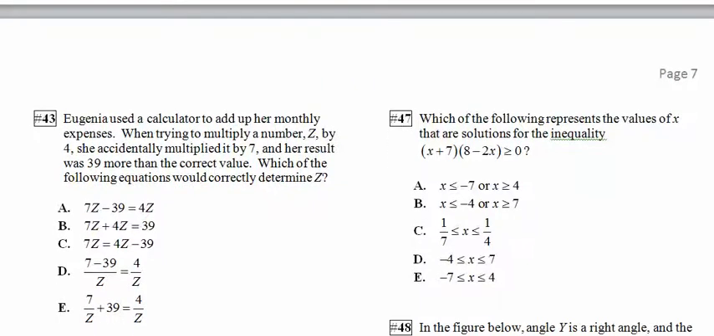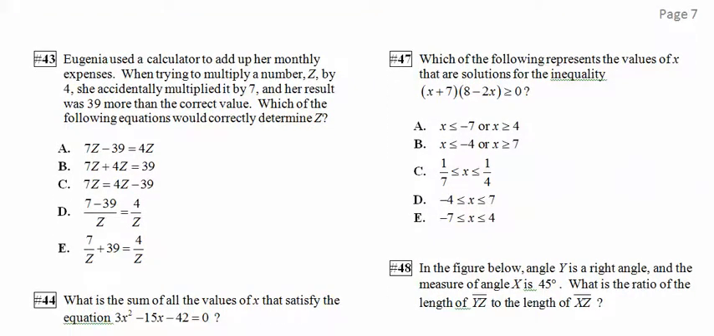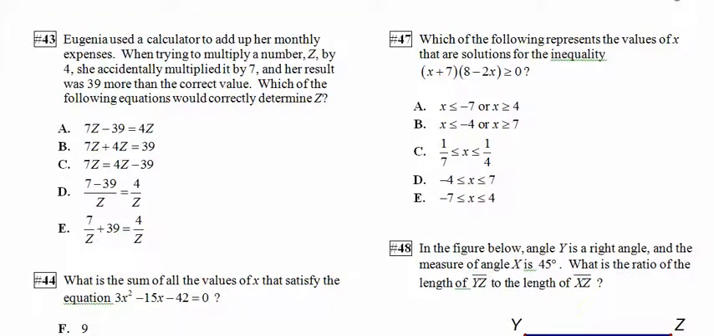Start with Eugenia. Use a calculator, add up her monthly expenses. When trying to multiply a number by 4, she accidentally multiplied it by 7. Oh, the humanity. The result is 31 more. Which of the following equations correctly determines Z? I had to think about this one for a little while, try and figure out what's going on. She multiplied a number by 4. Well, she was supposed to. She multiplied a number by 7, and it ended up equaling 39 more than what she was supposed to multiply it by.